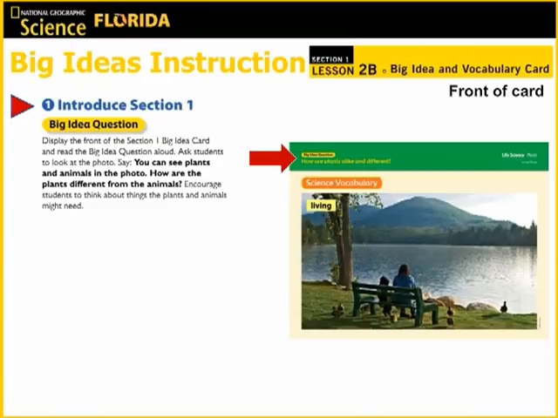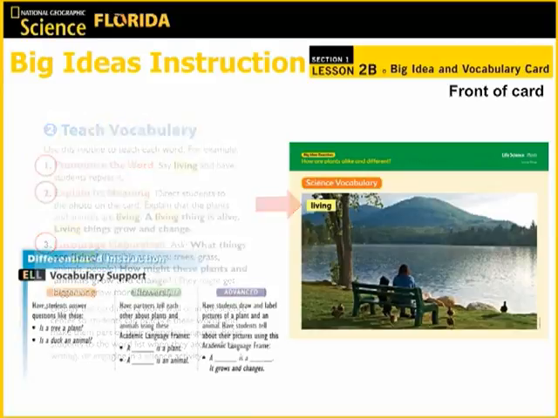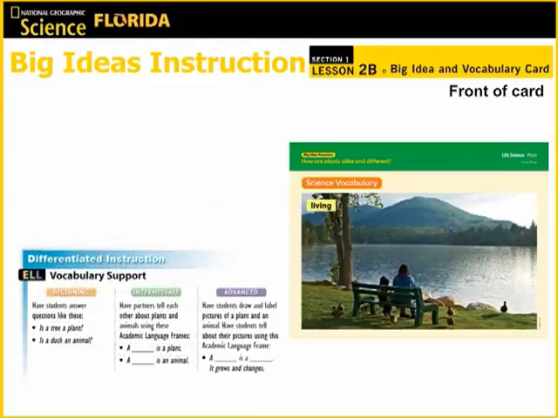When teaching vocabulary, whether it be content or process words, you'll always use the same routine. Pronounce the word, explain its meaning using the photo and definition provided in the teacher wrap, and encourage elaboration by asking probing questions. As you can see, in this section we are only introducing one content vocabulary word, but the number of words varies by section. In the teacher wrap, you'll see differentiated instruction opportunities for vocabulary support are always provided for your English learners at all proficiency levels as they discuss the new vocabulary.